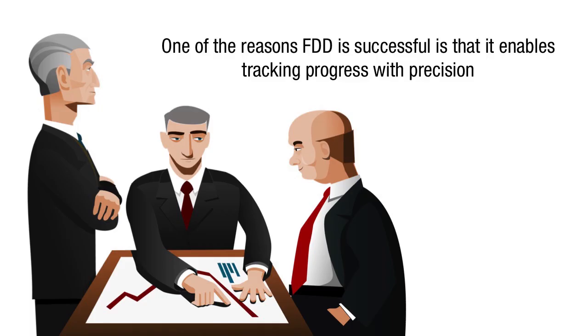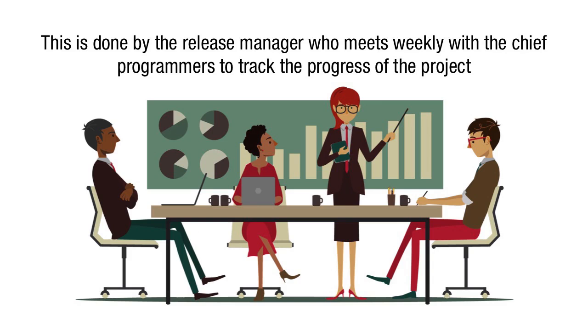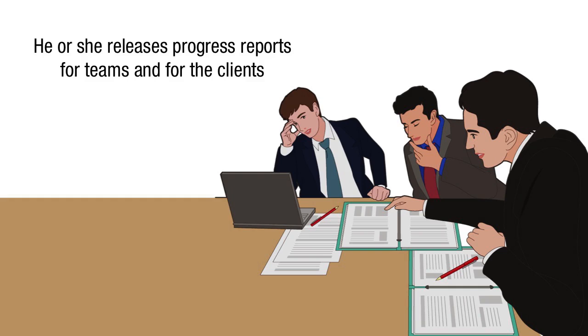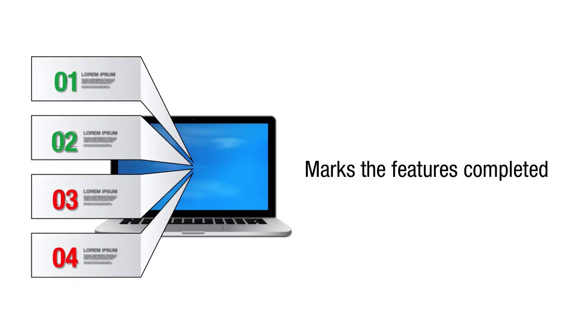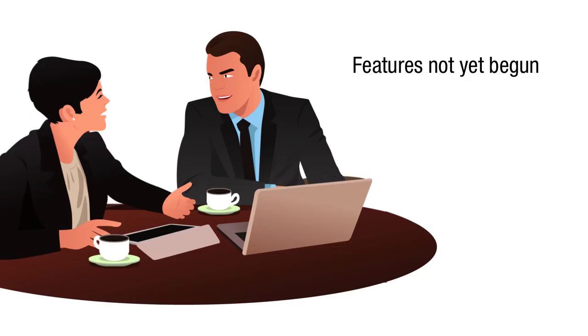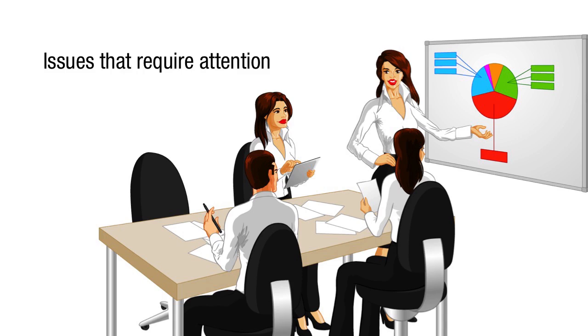One of the reasons FDD is successful is that it enables tracking progress with precision. This is done by the release manager, who meets weekly with the chief programmers to track the progress of the project. Based on the information gathered, he or she releases progress reports for the teams and for the clients and marks the features completed, features in progress, features not yet begun, and issues that require attention.